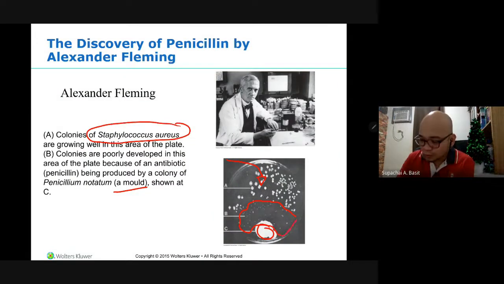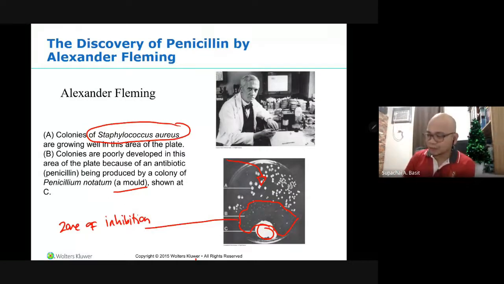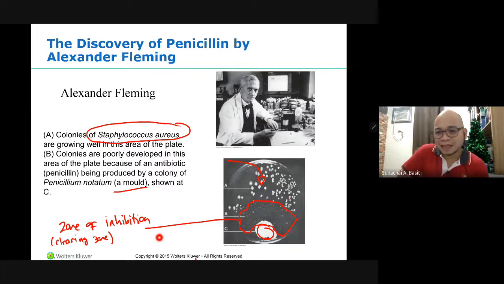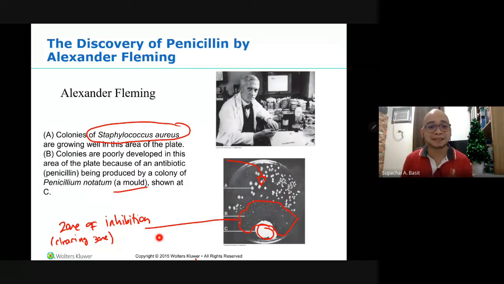there is what you call a zone of inhibition. What is a zone of inhibition? So it is a clearing zone. This particular clearing zone indicates that the mold Penicillium notatum was able to inhibit the growth of Staphylococcus aureus. And Alexander Fleming got an idea that maybe the mold Penicillium notatum would be able to inhibit the growth of Staphylococcus aureus. So he extracted the active ingredient and he later called it penicillin.